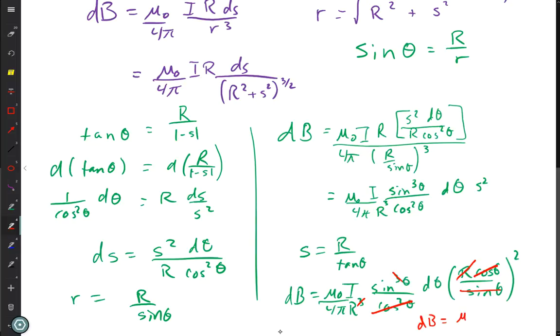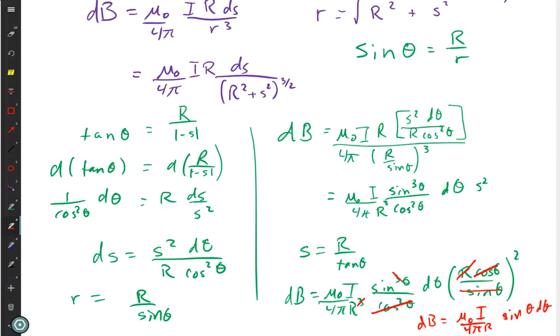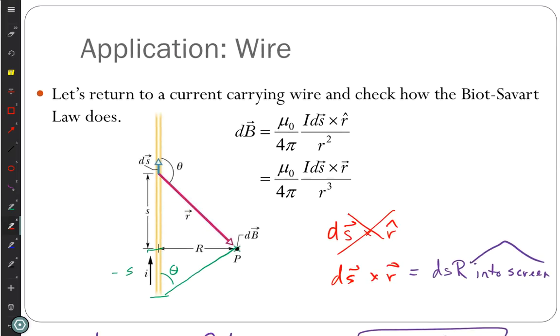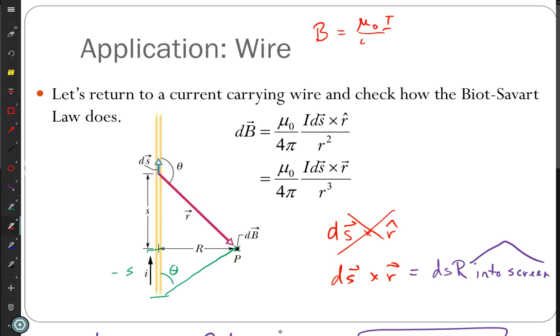dB is equal to mu naught I over 4 pi r sine theta d theta. So I have a constant mu naught I over 4 pi r times the integral of sine theta d theta. So all I have to do now is integrate that thing. I want to stay on this page, so I'm going to do it up here. Magnitude of B is equal to mu naught I over 4 pi capital R integral sine theta d theta.